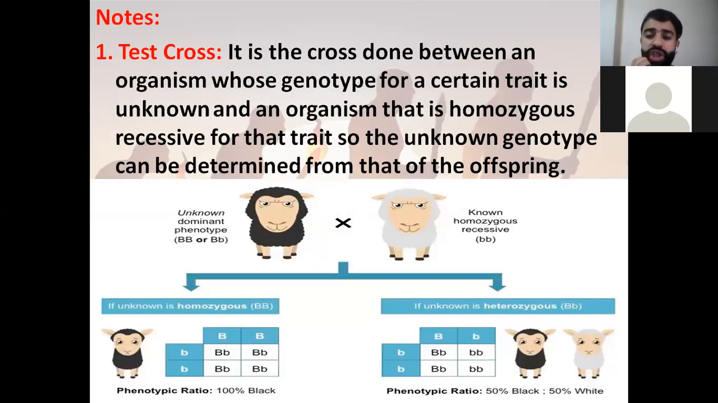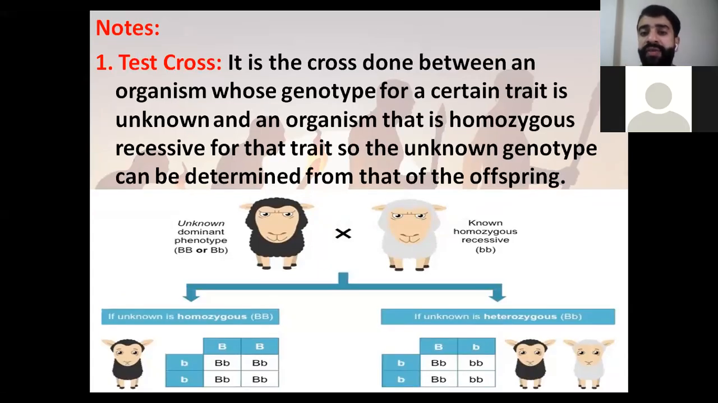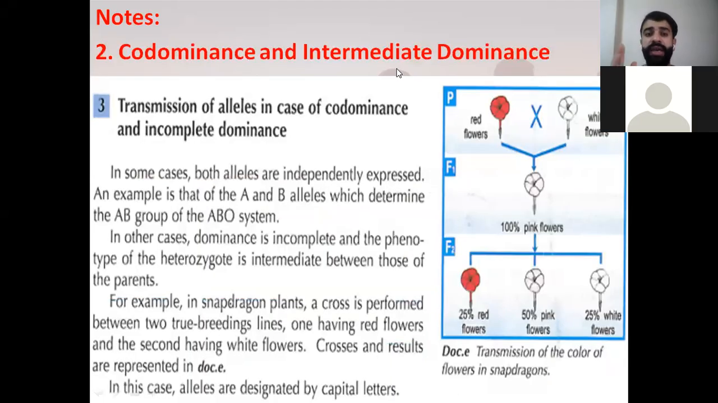And we know that a test cross is the cross that's done to identify whether the dominant individual is homozygous or heterozygous. Co-dominance and intermediate dominance are where both alleles are expressed together. However, intermediate dominance is the case where we have a color or a trait that is intermediate between the two traits. In the case of co-dominance or intermediate dominance, also called incomplete dominance, both alleles are dominant, meaning that both of them are capital letters.